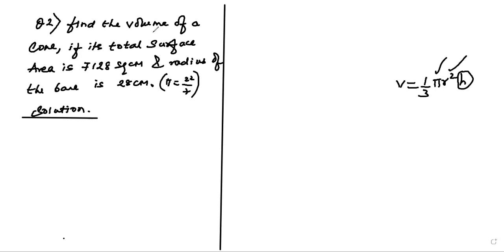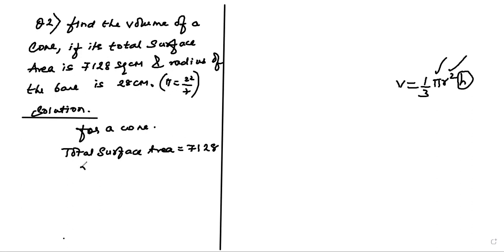So when you look at this, what is given? We're talking about a cone. What is given about this cone, children? Its total surface area is 7128 square centimeter. Total surface area is given. Now, total surface area also has a formula, children. Total surface area is no doubt given, but it has a formula for itself. This is a hint. We have to use this formula of total surface area.